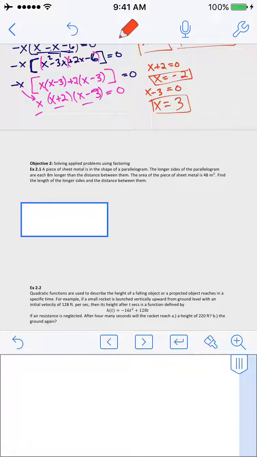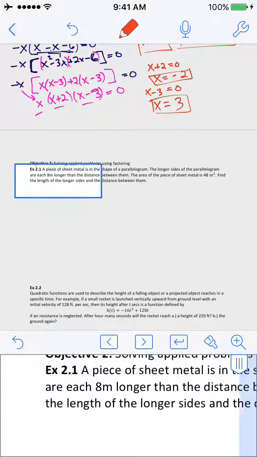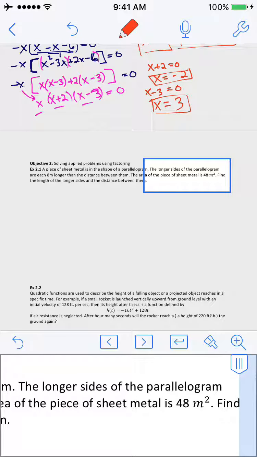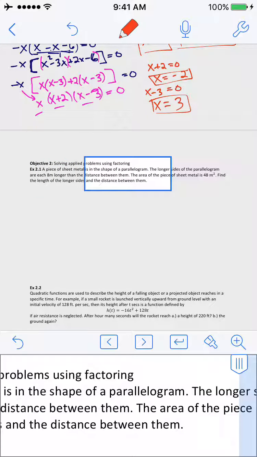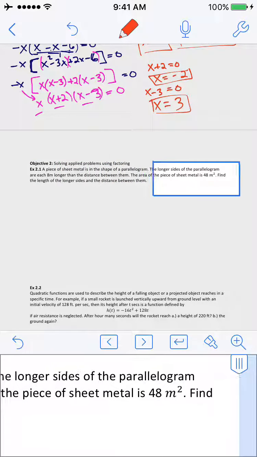Okay. A piece of sheet metal is in the shape of a parallelogram. The longer sides of the parallelogram are each 8 meters longer than the distance between them. The area of the piece of sheet metal is 48 meters squared. Find the length of the longer side and the distance between them. Okay, so I'm going to start by translating. That's a huge paragraph, right?